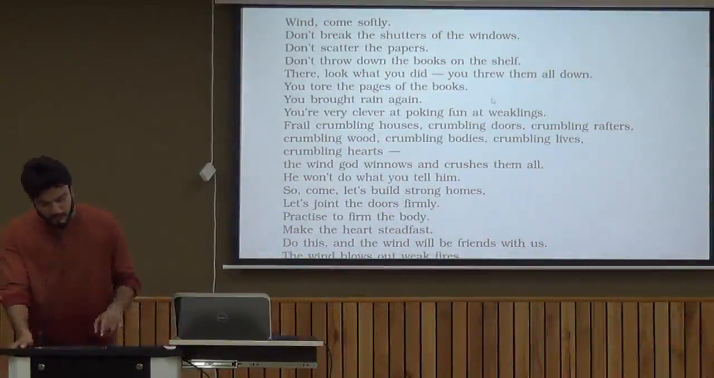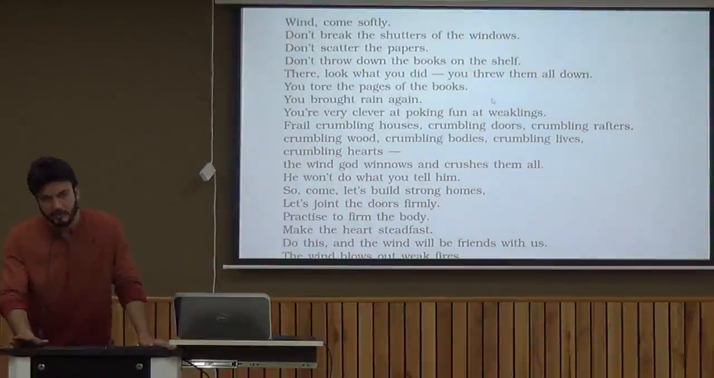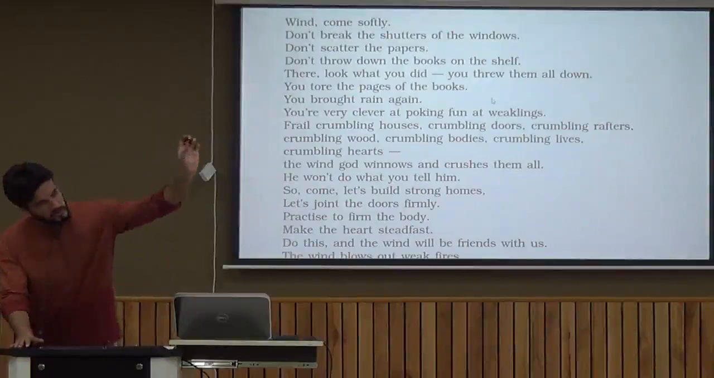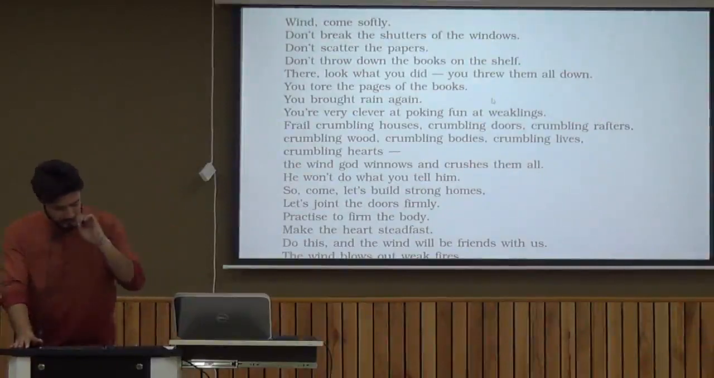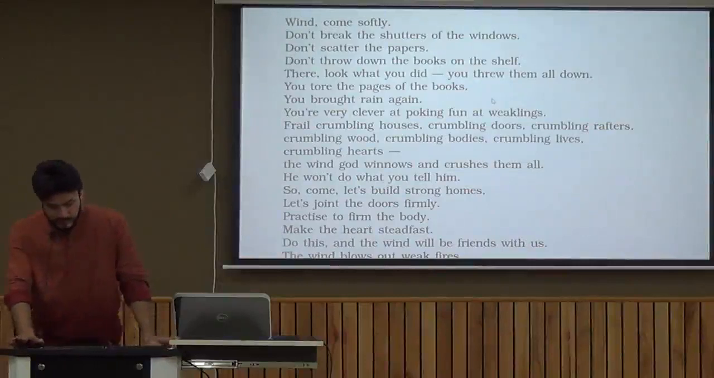Okay, before we go forward, let me take you through the meaning of rafters. I hope you are clear with the meaning of rafters. If not, let me explain it to you. Rafters were usually used in old houses where there was a lot of wood. It was designed in such a way that it provides some support to the roof. So rafters. The wind god winnows and crushes them all.